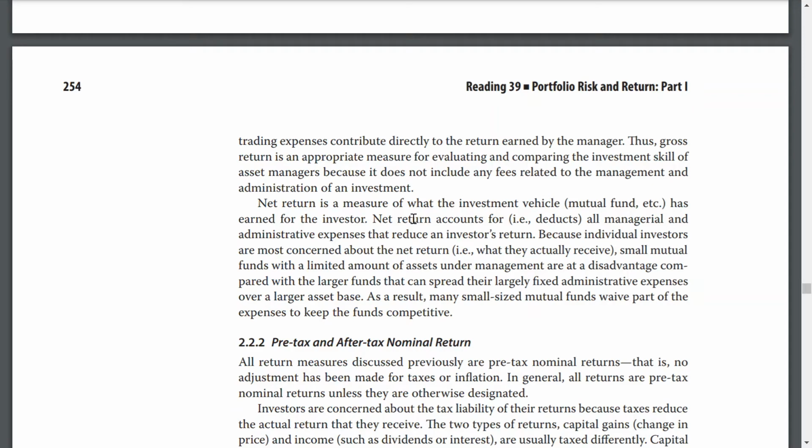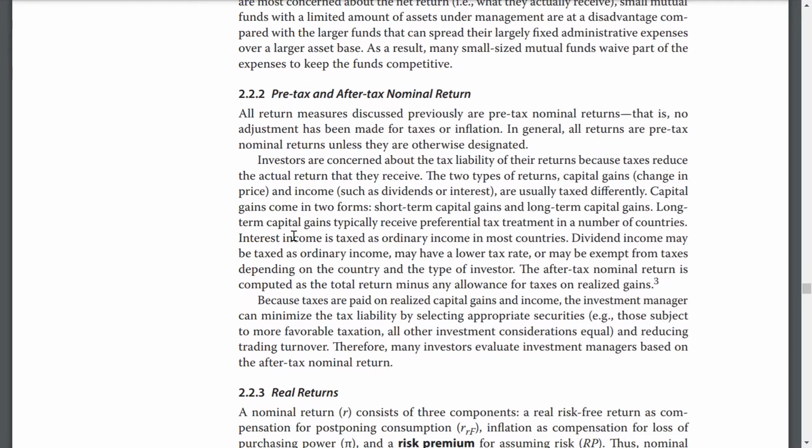Pre-tax and after-tax nominal returns. All return measures discussed previously are pre-tax nominal returns. That is, no adjustments have been made for taxes or inflation. In general, all returns are pre-tax nominal returns unless they are otherwise designated. Investors are concerned about the tax liabilities of their returns because taxes reduce the actual return that they receive. The two types of returns, capital gains and income, are usually taxed differently. Capital gains come in two forms: short-term capital gains and long-term capital gains.